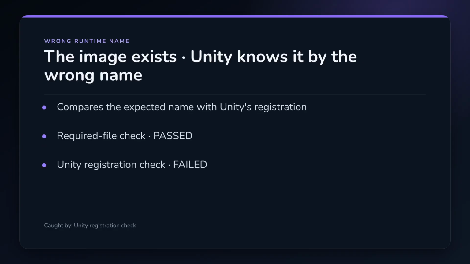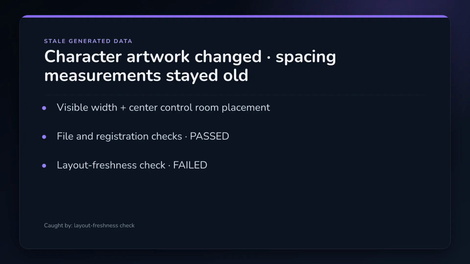Second, for every file that does exist, we ask whether Unity registered it under the name the game will request. That is, the Unity registration check. If an image exists under the wrong Addressables name, the required file check passes, but the Unity registration check catches the wrong name. Third, our full-body character images contain transparent space around the artwork. To space several characters evenly in a room, we generate a small layout file that records the visible width and center of each character. It also stores a fingerprint of the image those measurements came from.